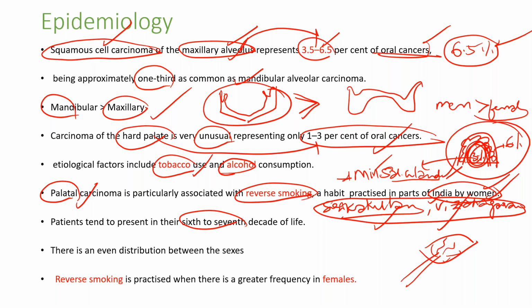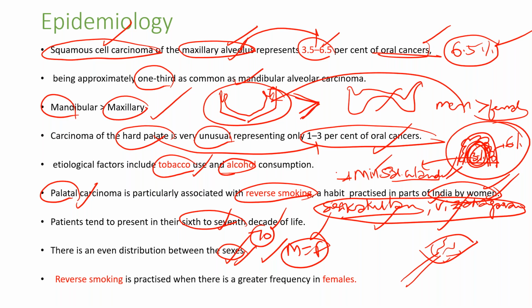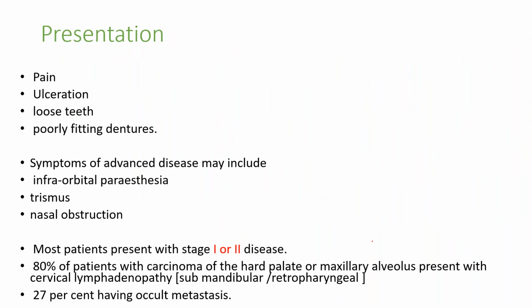They are in the 6th to 7th decade, most of the time 60 or 70 years, with almost even distribution between the sexes. Mandibular carcinoma is more common in men, but for maxillary carcinoma you can take an equal distribution, male equal to female. But reverse smoking, as you could see here, is more common in females. How do they present?